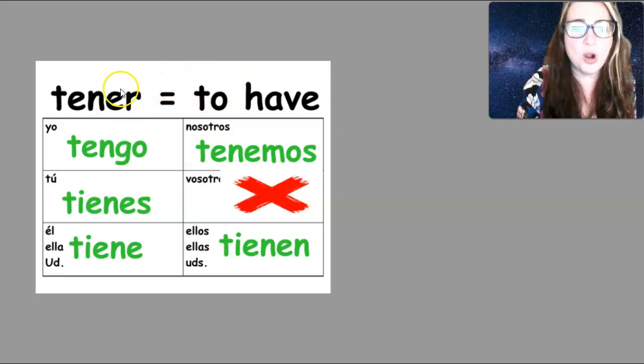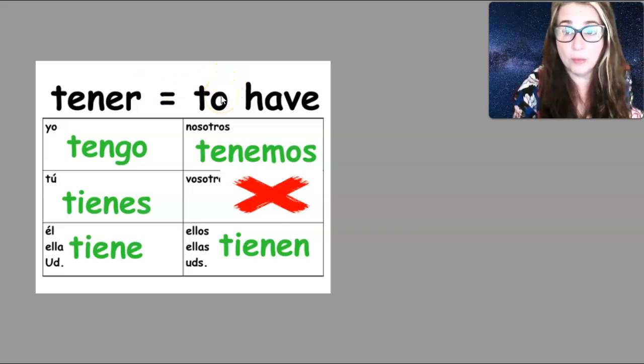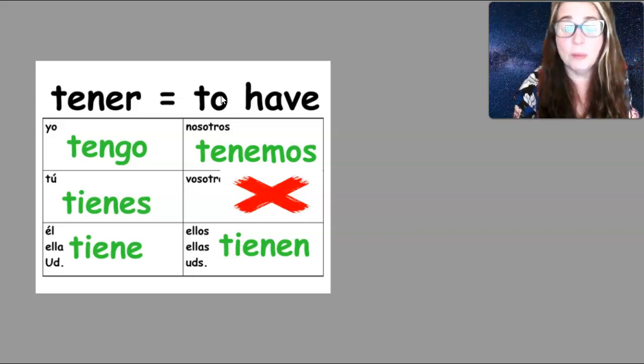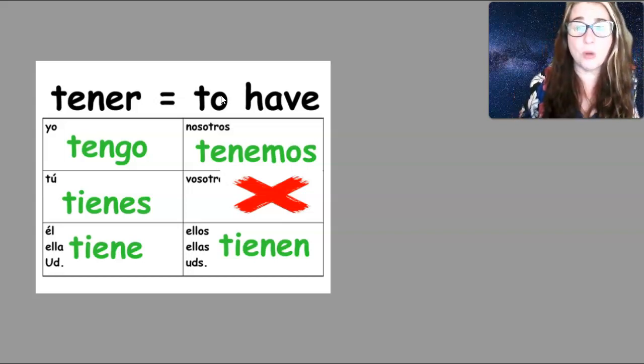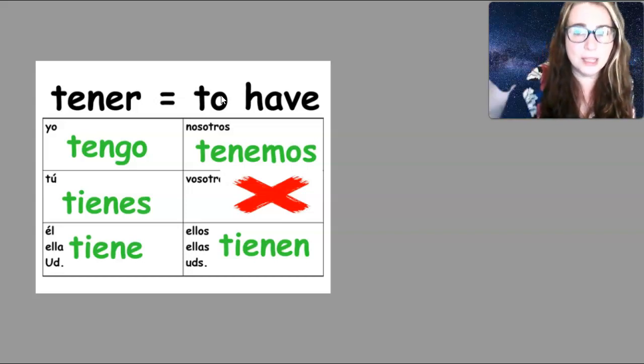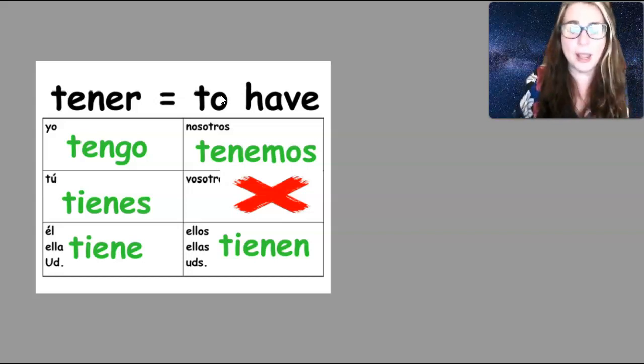So when you have an ER or an AR or an IR at the end of a verb, it's going to be the "to" form of the verb, which is called the infinitive form. But with the kids at school, I just call it the dictionary form. So that's going to be like anything you want to look up, like to speak or to walk or to talk. And then you would see the R at the end and you'd be like, okay, I need to conjugate it.